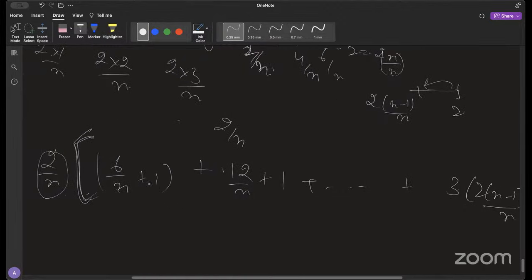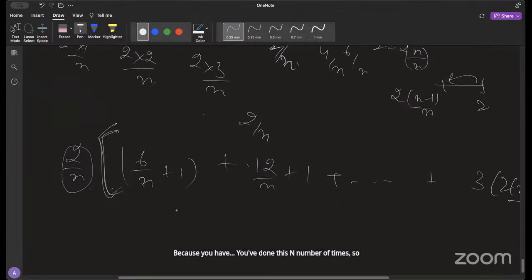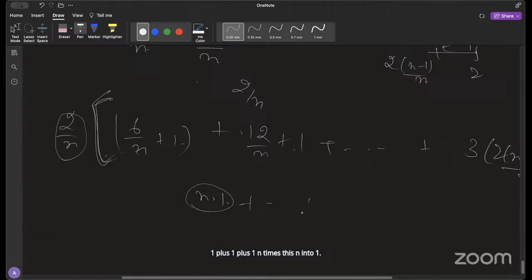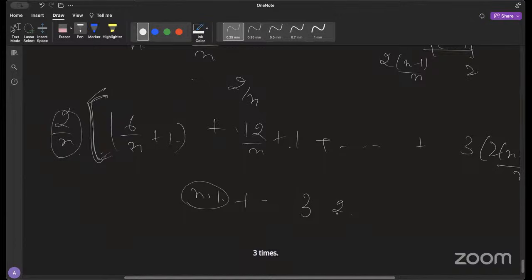Because you've done this n number of times, your 1 is n times, right? n into 1. 1 plus 1 plus 1 n times is n into 1. And then you'll have 6 by n, 12 by n, or in simple words, you'll have 3 times 2 by n, then 4 by n, then 6 by n, right?